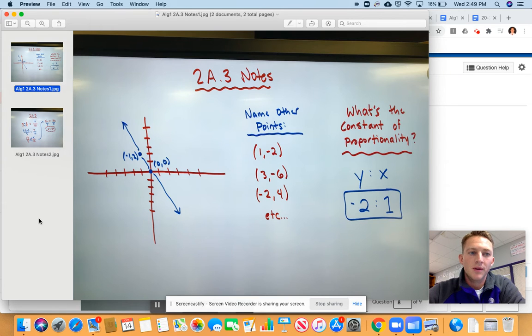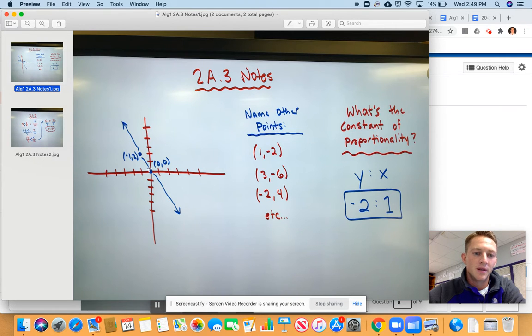Hey, Algebra 1, we are on 2A.3. We have points on a line. We are going to find some other points on a line, and then we're going to find the constant of proportionality. So we have this line right here. It's a negative slope. It's going to have a negative constant of proportionality, just like we saw yesterday.